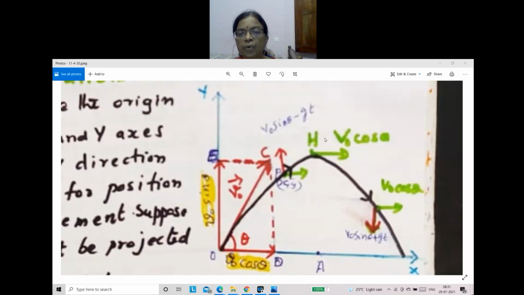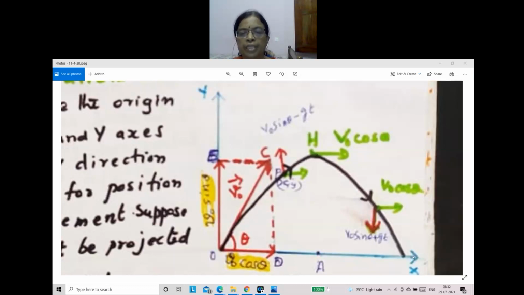V0 cos theta is not changing. Why? Because there is no acceleration in that direction. Horizontally there is no acceleration. Only gravity is acting, pulling it downward. Along the horizontal direction, nothing else is there. So the horizontal component of velocity V0 cos theta remains the same. The vertical component of velocity decreases to 0, then increases and reaches the maximum.